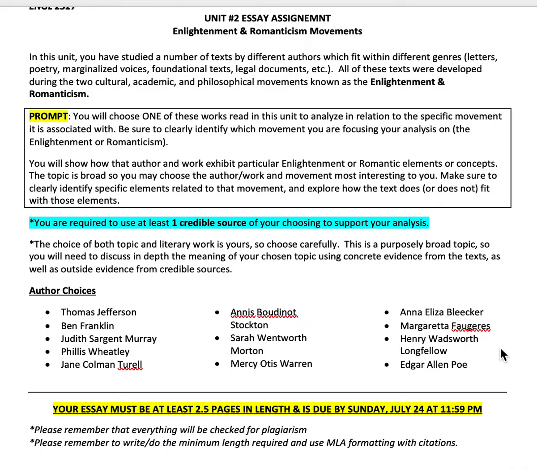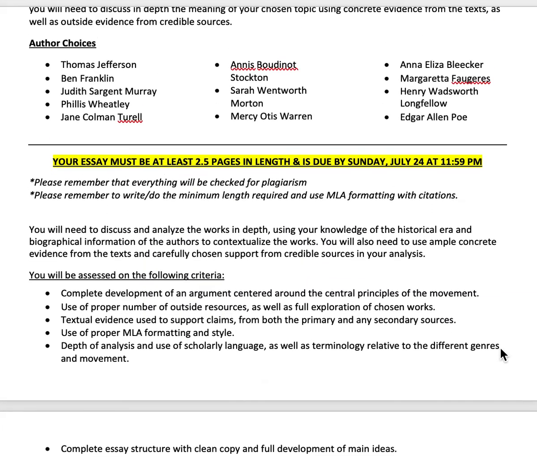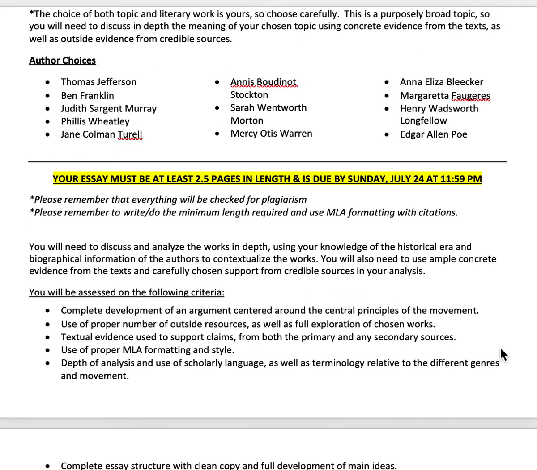You have a ton of different author choices that you could choose from. Again, it needs to be a work read in this unit. It does need to be at least 2.5 pages, and it's due by Sunday, July 24th at 11:59 p.m. Everything's checked for plagiarism. Everything needs to be in MLA formatting, of course, and make sure that you are meeting the minimum length.